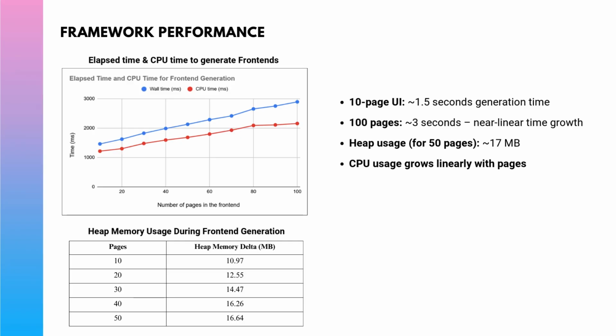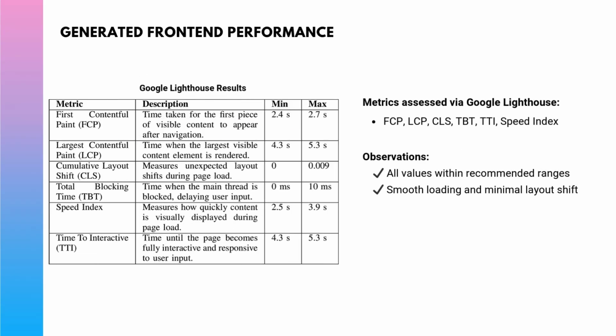CPU and memory usage also scale predictably. A 50-page front-end consumes under 17 megabytes, indicating the framework is lightweight and scalable. Once generated, the front-end was tested using Google Lighthouse. Metrics like first contentful paint, layout shift, and time to interactive all fell within acceptable thresholds. This indicates a fast and responsive user experience, with minimal layout shifts and smooth interaction.